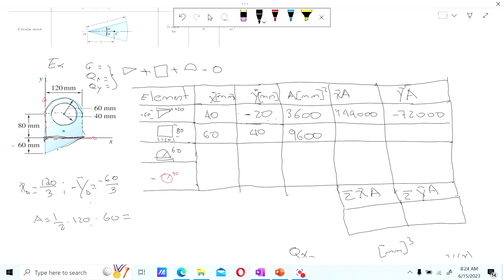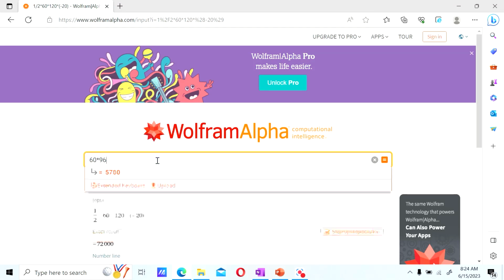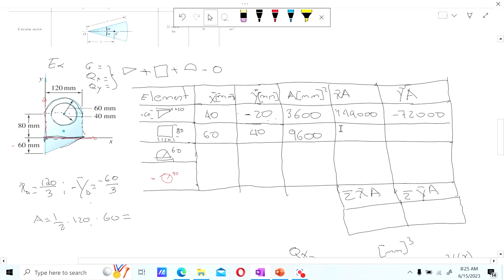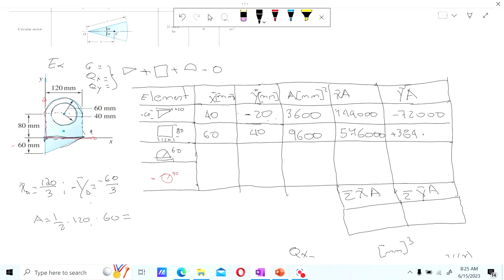Now let's do the rectangular shape. It's 120 divided by 2, 60. Is 80 divided by 2, 40. Area is 60 times 40, which is 9600. Multiply 60 times 9600 is 576,000, and then it's positive. Now this one is in the positive direction. Is 9,600 times 40, which is 384,000.